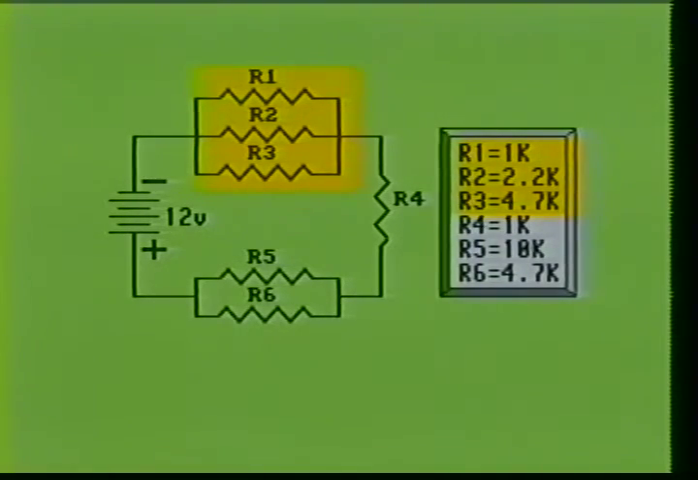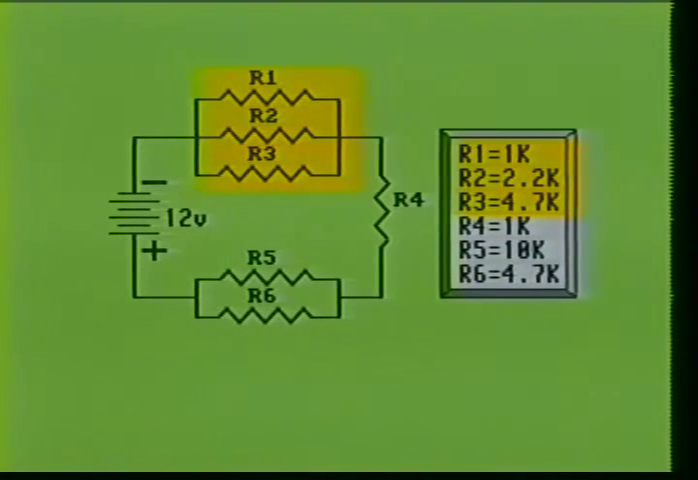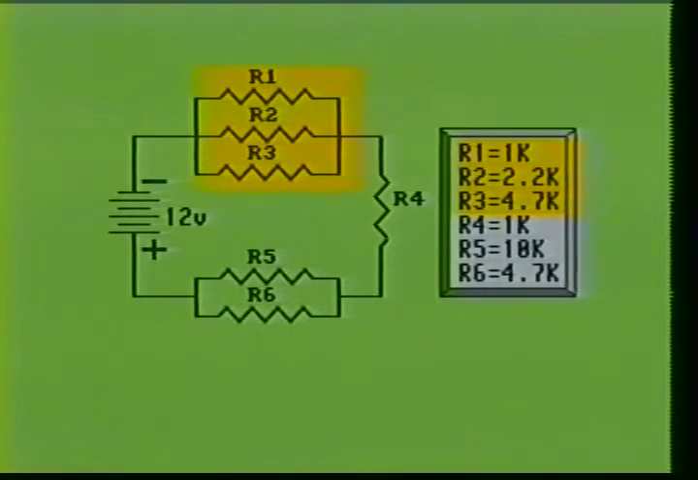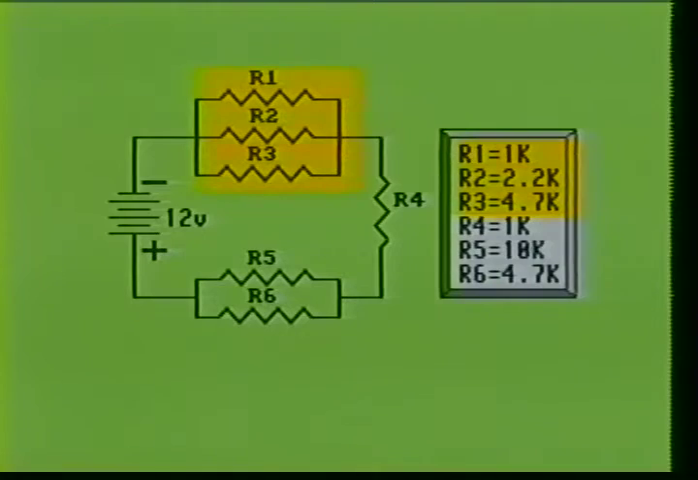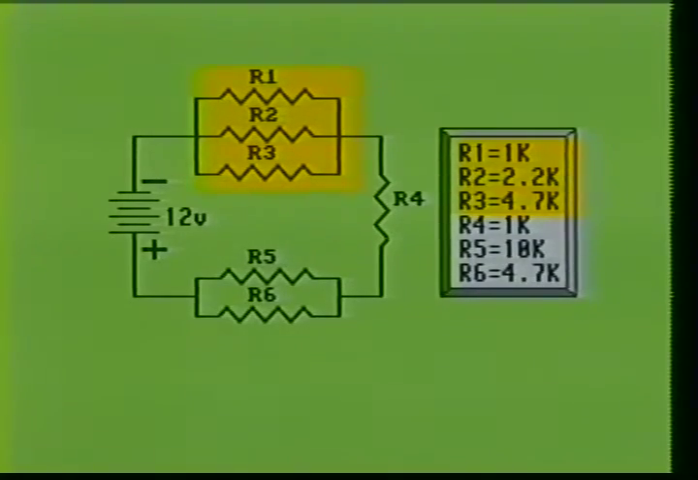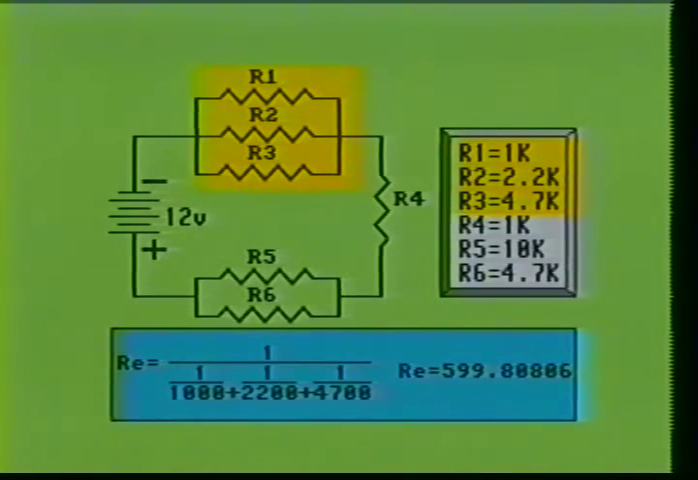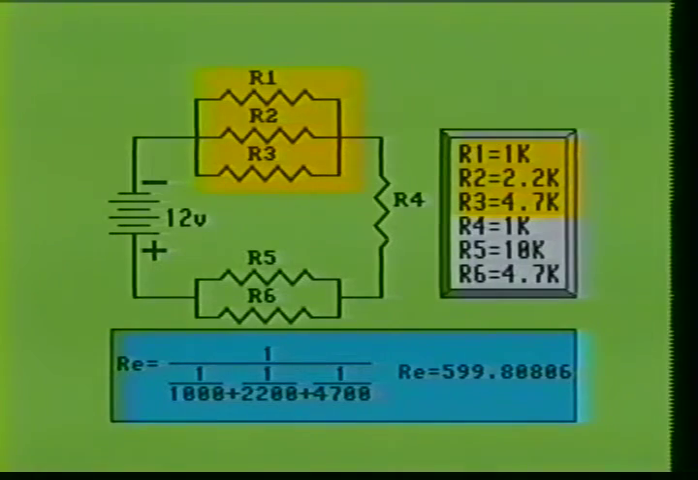First, we must calculate the equivalent resistance of our parallel circuits. The first parallel circuit consists of a 1 kiloohm or 1000 ohm resistor, a 2.2 kiloohm or 2200 ohm resistor, and a 4.7 kiloohm or 4700 ohm resistor. Remember, the K represents thousands of ohms. We will use the formula 1 over R1 plus 1 over R2 plus 1 over R3 divided into 1. Our formula now becomes 1 over 1000 plus 1 over 2200 plus 1 over 4700 divided into 1.